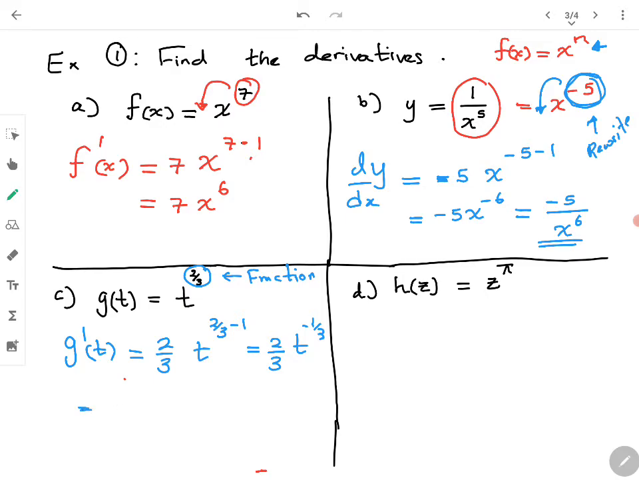So let's get rid of the negative power by bringing that term down. So you have t to the 1/3 on the bottom. So you can write t to the 1/3 as a cube root. So it's a cube root. So that's the final answer. Okay.